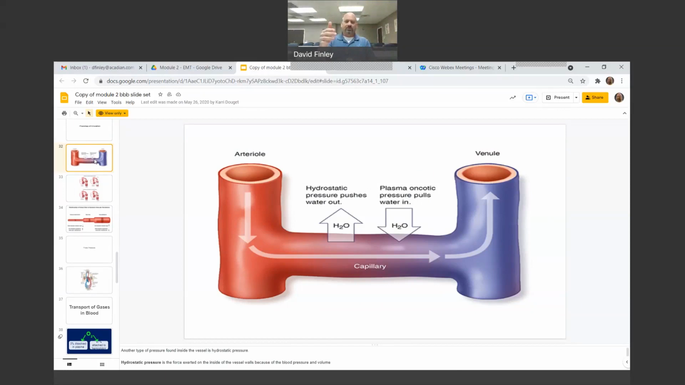Plasma oncotic pressure, basically the draw within the vessel, pulls water from the extravascular space into the intravascular space, or outside to inside. That's all y'all need to know about those two definitions. Hydrostatic pressure pushes from inside to out. Plasma oncotic pulls from outside to inside.